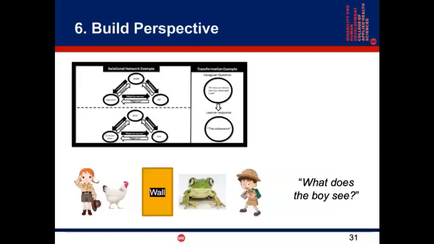Next slide, please. And last but not the least, one type of relation that's really important is perspective. So for example, here on the picture, we have a girl and the chicken on the left, the wall in the middle, and the boy and the frog on the right. So I can ask, what does the boy see? Can the learner take the perspective of the boy and realize, oh, the boy sees the frog and the girl sees the chicken? And on top of this, it's not just simple like you versus me perspective. It can be temporal, here versus there, and now versus later.